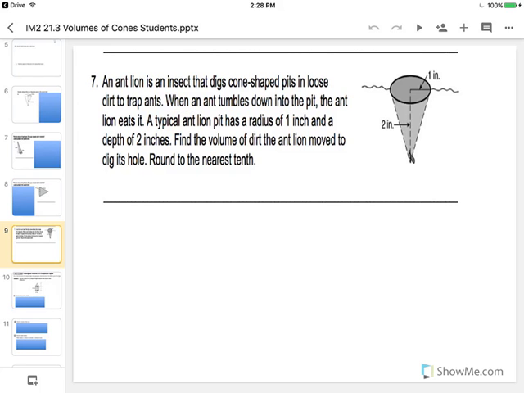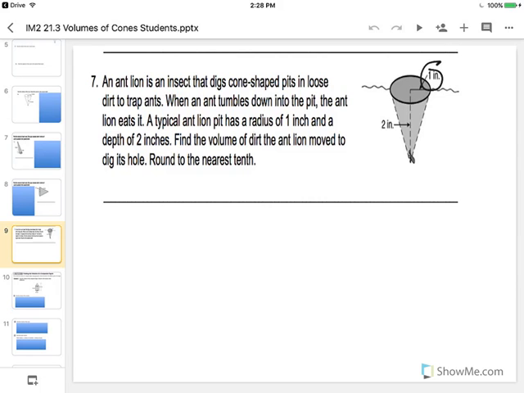Right. So then for number 7, it says an ant lion is an insect that digs a cone-shaped pit in loose dirt to trap ants. When an ant tumbles down into the pit, the ant lion eats it. A typical ant lion pit has a radius of 1 inch and a depth of 2 inches. Find the volume of dirt the ant lion moved to dig its hole, rounded to the nearest tenth.